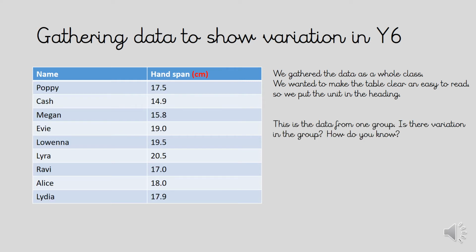So this is a group, a bubble, that was working in one of the classrooms in Year 6. And you can see their data. Can you see if there's variation? Can you just think about how you know there is variation?